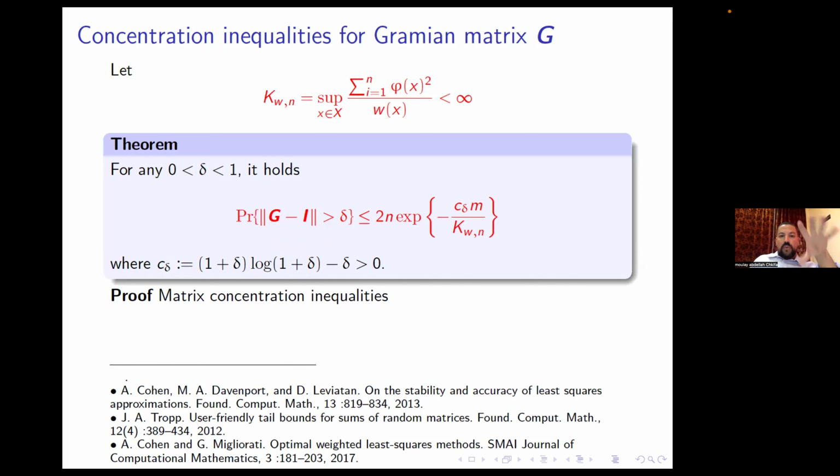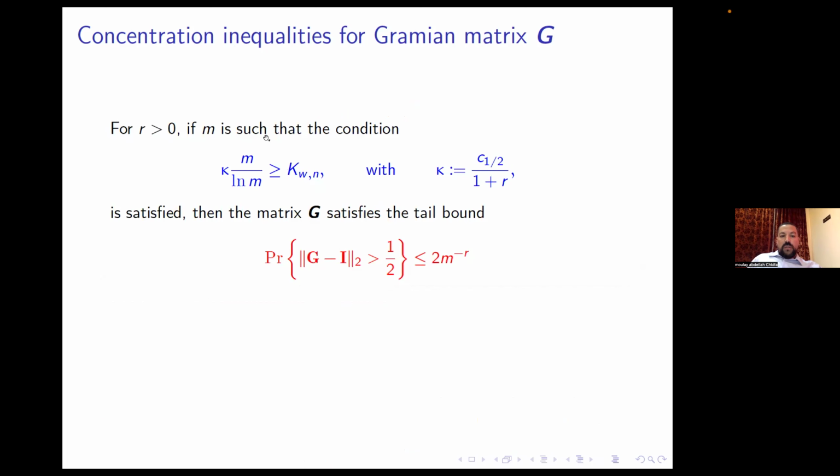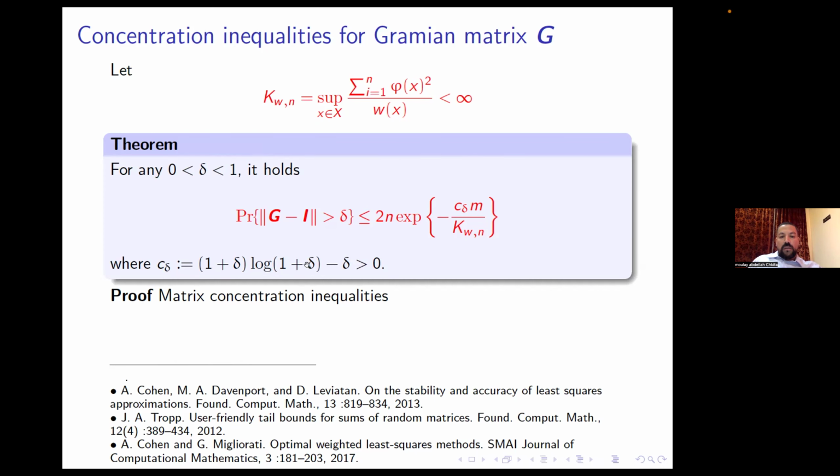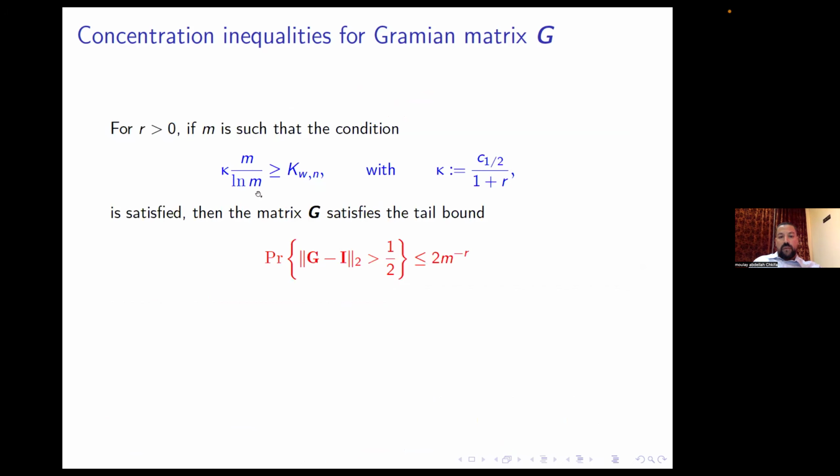Up to this point, this result is simply regarding the conditioning of the matrix G. But it also has implications on the stability and accuracy of the weighted least square scheme. Let me simplify the notation and take delta equal to 1/2. If I apply the theorem and I would like the matrix to be well conditioned around the identity matrix up to 1/2 in terms of the spectral norm, I get this result as soon as M, the sample size, is related to N using this inequality.